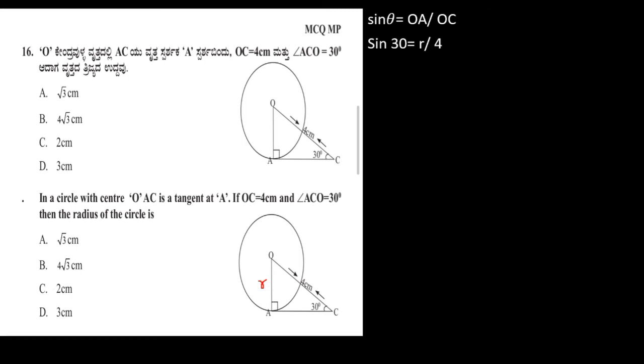Sin 30 value is 1 by 2. So 1 by 2 is equal to R by 4. Now I do cross multiplication. I'll get 2R is equal to 4. So by dividing 4 by 2, I'll get R is equal to 2. Therefore answer C, 2 cm, is the correct one.